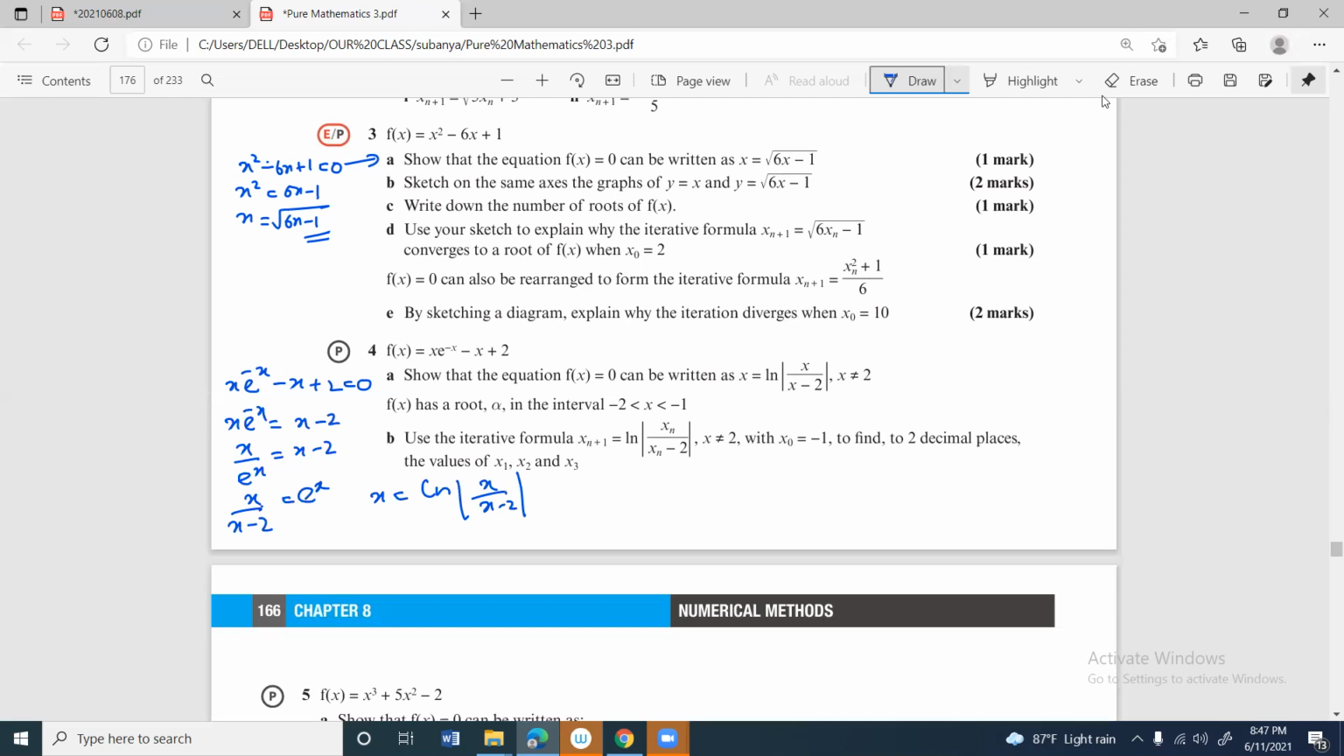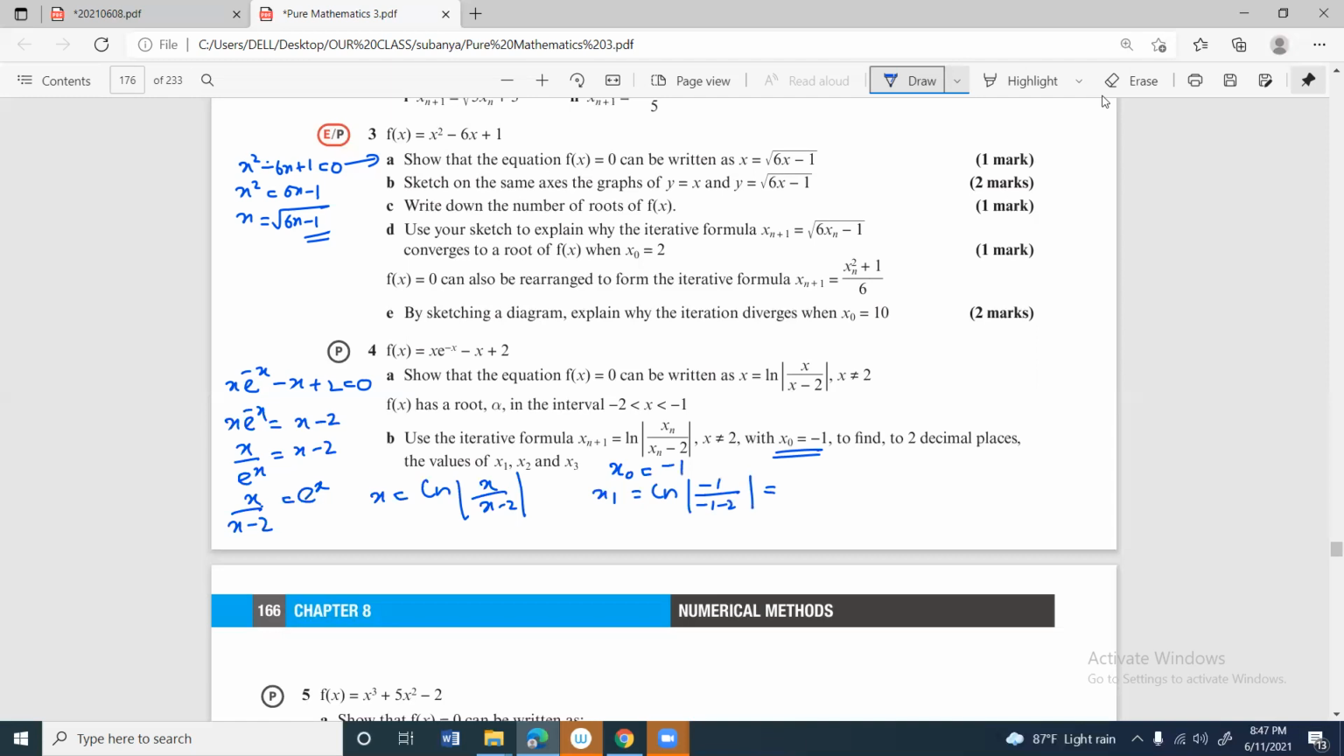Use this iteration formula, starting from x0 equals minus 1, to find the answer to two decimal points. Find the values for x1 and x2. So you can say x0 is equal to minus 1. Therefore, x1 is equal to ln|minus 1| over minus 1 minus 2. So we will work it out here and get the answer: ln|minus 1| over minus 1 minus 2. This minus 1 is the starting point over here.